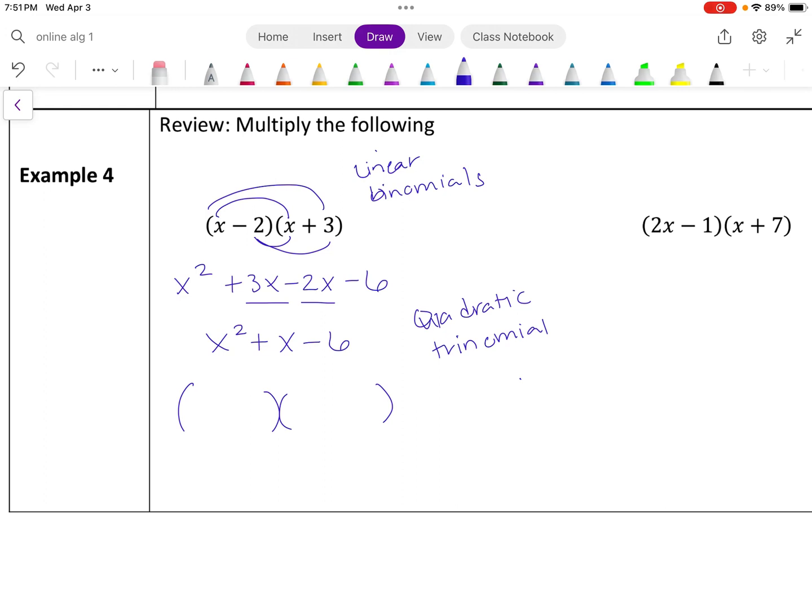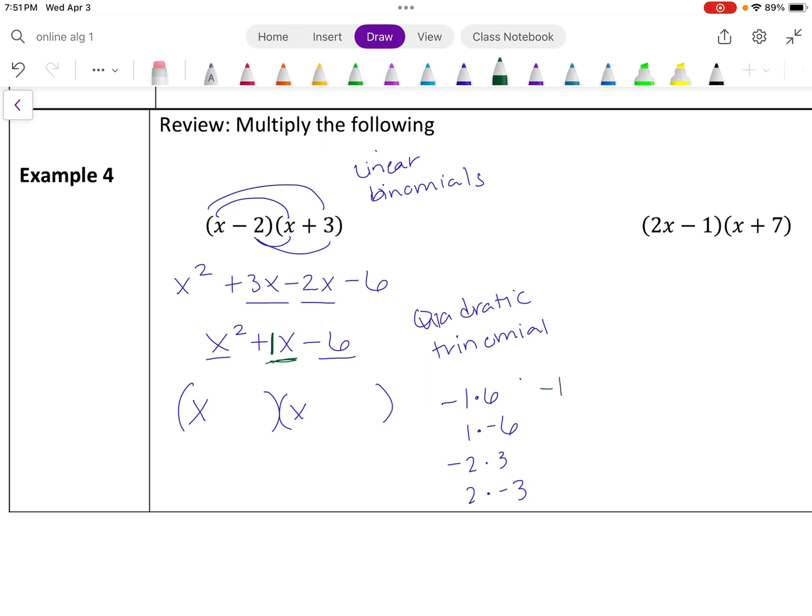Well, the only thing we could multiply to end up with x squared is x times x. We have a few more options when we're thinking about negative 6. To multiply to be negative 6, we could do negative 1 times 6, 1 times negative 6, negative 2 times 3, or 2 times negative 3. But they have to multiply to be negative 6, and they also have to add to be a positive 1.